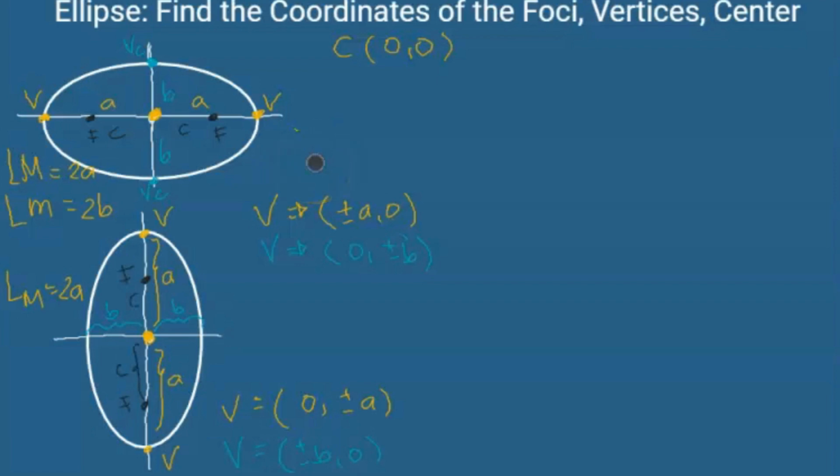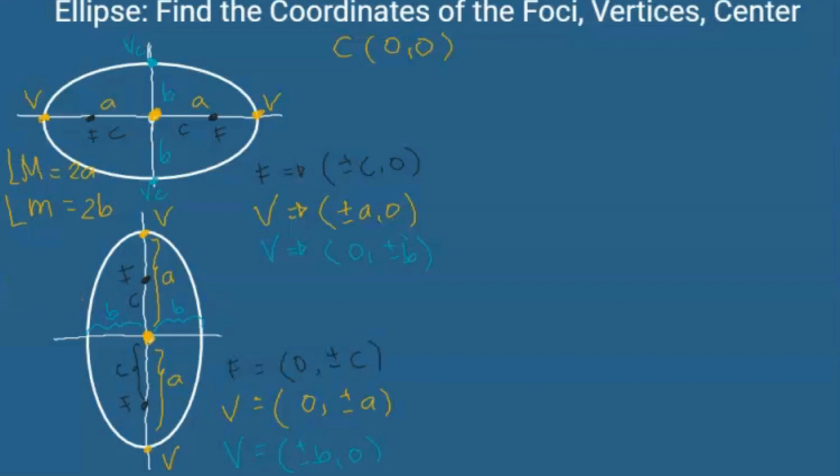So the coordinates of the foci for the horizontal ellipse would be plus or minus C, 0. And for the vertical ellipse, the coordinates of the foci would be at 0, plus or minus C.